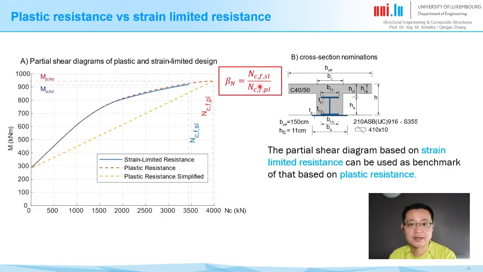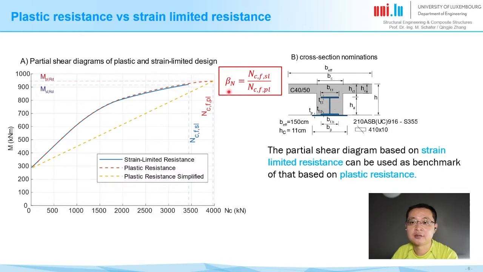To answer that, we can plot the partial shear diagrams based on the plastic and strain limited resistance. As the strain limited resistance is more accurate and not limited by the rotation capacities, it can be used as a benchmark for the plastic resistance. In this drawing, we have plotted the two partial shear diagrams based on the two different methods as shown here. The red dashed line is by the plastic resistance, and the blue solid line is by strain limit resistance.